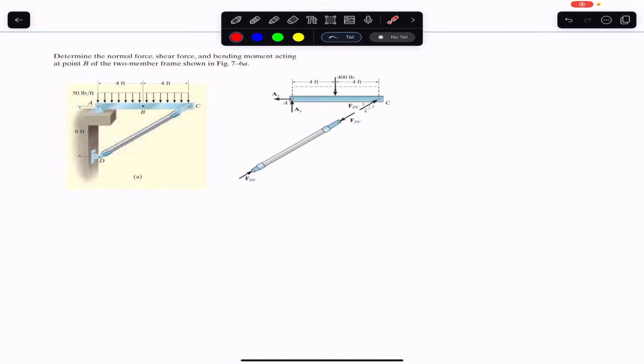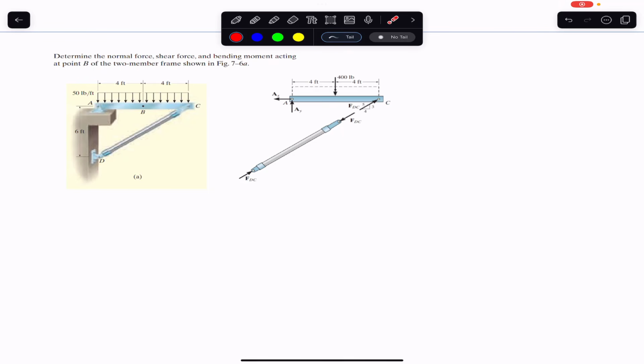Now we are going to solve this problem which says: determine the normal force, shear force and bending moment acting at point B of the two-member frame shown in figure 7.6a. So we are required to find the normal force, shear force and bending moment at this particular point B of the member AC.